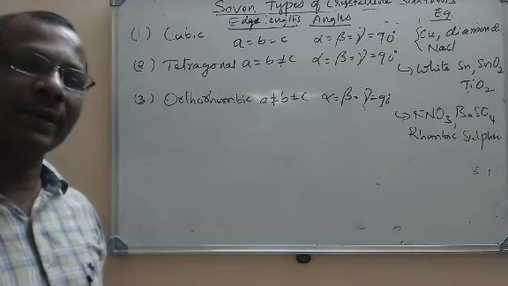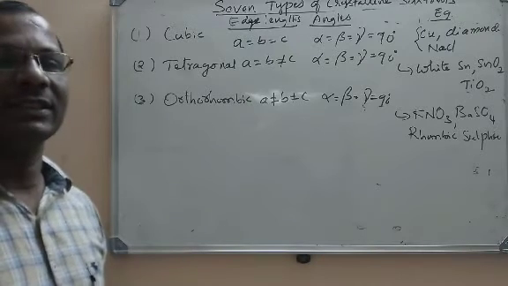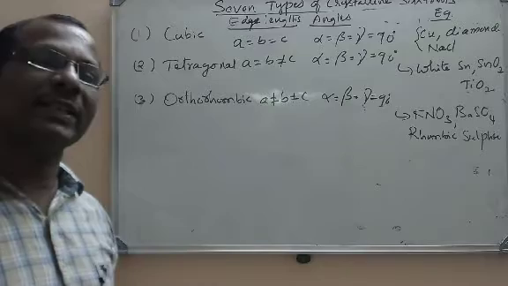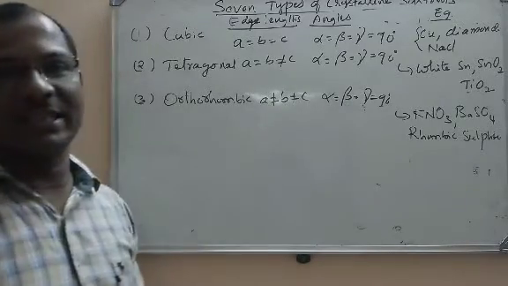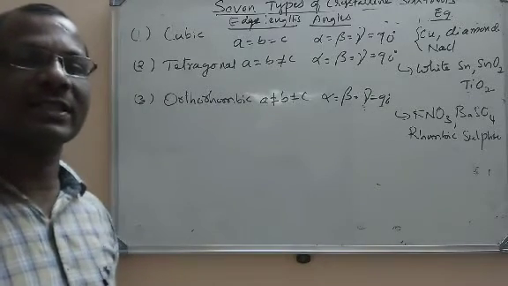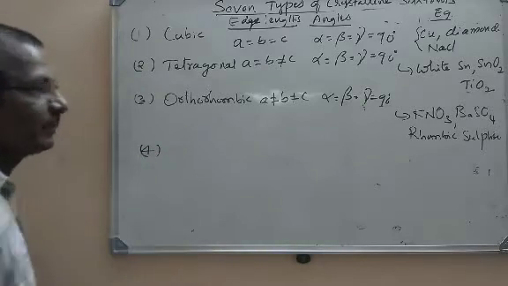We have again primitive, that means 8 points at the 8 corners. Second one body centered, 8 points at the 8 corners and 1 point at the center of the unit cell. Next one is face centered and end centered. What are the 4 types in orthorhombic? Primitive, body centered, face centered and end centered. Let us go for the next crystalline system.